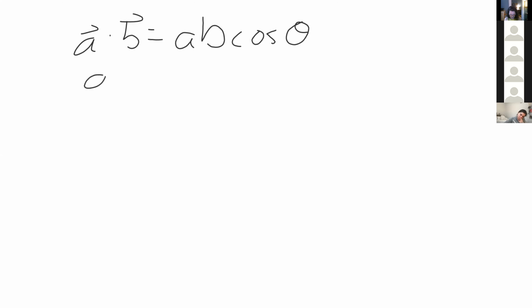Well, we know that A dot B is equal to AB cosine theta, the magnitude of A times the magnitude of B times cosine theta. If I want to find the angle between two vectors, I just need to isolate theta in this expression. So I'll divide both sides by the magnitudes. So now you have the dot product divided by the magnitudes is equal to cosine theta.